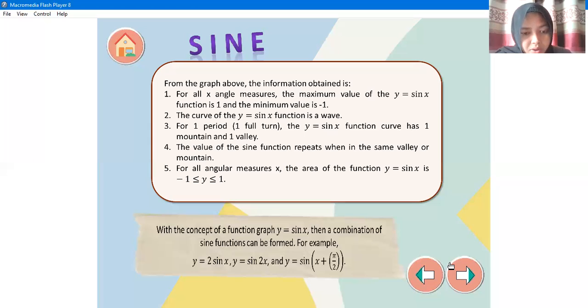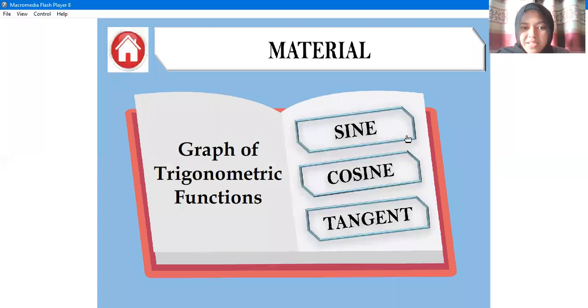Okay, with the concept of the graph of the function y equals sine x, then a combination of sine functions can be formed. For example, y equals sine x, y equals sine 2x, and y equals sine (x plus π/2). Oke, itulah penjelasan mengenai bagaimana cara kita menggambarkan grafik sine. Kita next.